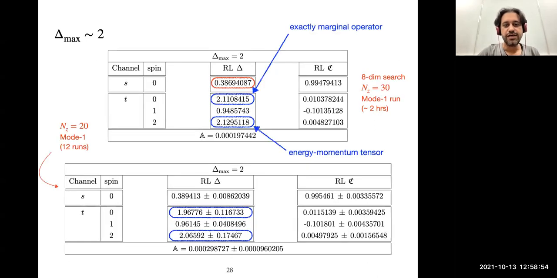And so here are the results in the S channel and the T channel. You can see here, in the T channel, in the spin 0, we can see an operator with scaling dimension 2 that sounds like the exactly marginal operator. Here we see an operator with almost 1 scaling dimension that sounds like the current, the U1 current. And we also see a spin 2 operator that has almost scaling dimension 2 that could be the energy momentum tensor. And again, the point here is that we minimize A.